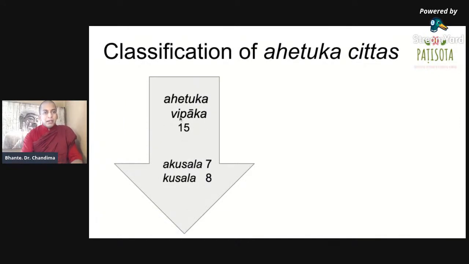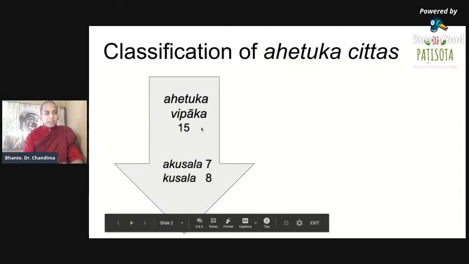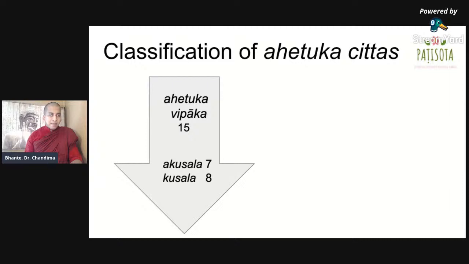So that means the influential nature of any of these 15 vipaka chittas comes from an outcome of a previous karma. But don't worry, we can change them. But there's an influence. We have to be careful.